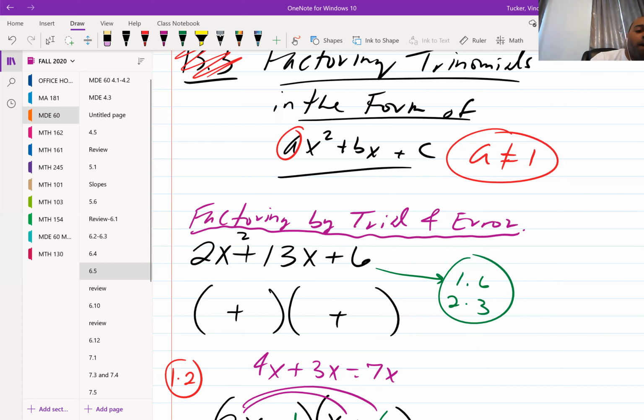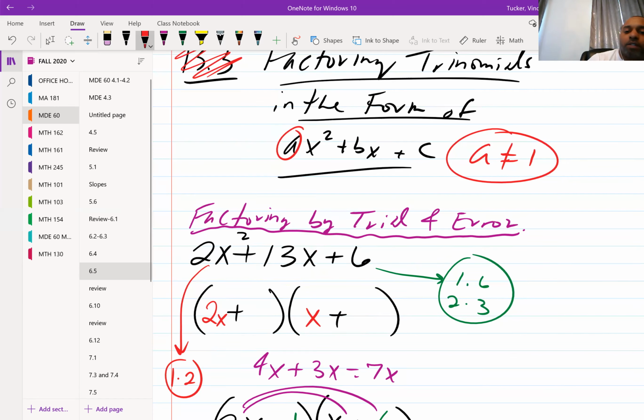Now, because we have a 2 in front of our x squared, we can't just write x and x. We have to consider the factors of 2. And so that's going to be 2x and 1x. That's how I will get 2x squared. We don't have any other options there but 2x and 1x. Now, when it comes to the 6, we know we want to get 13 in the middle.